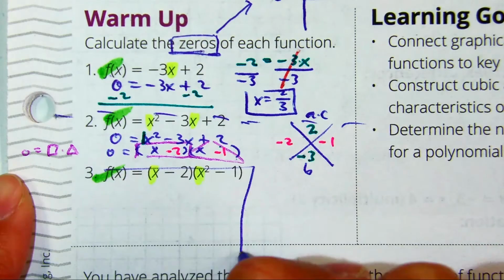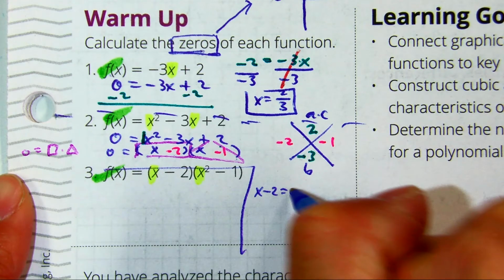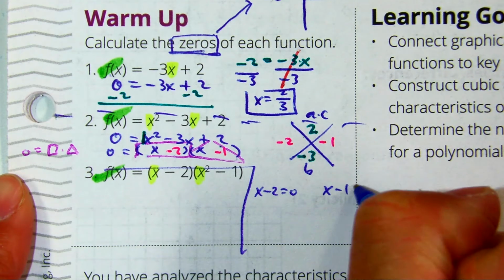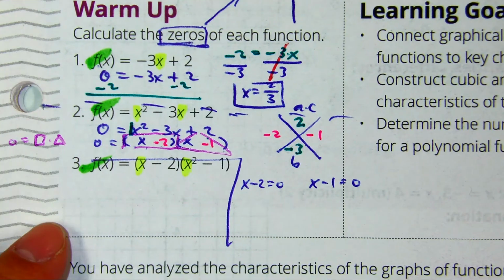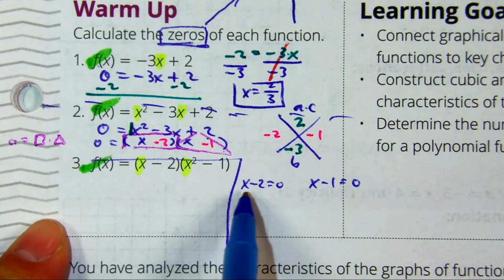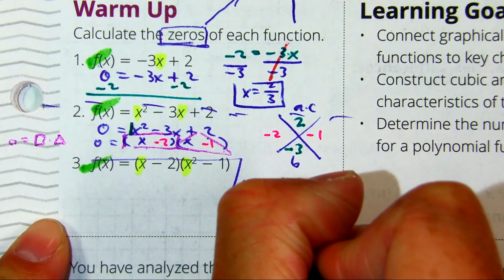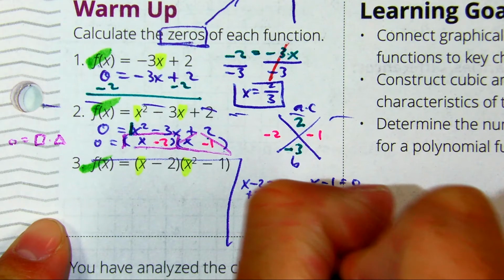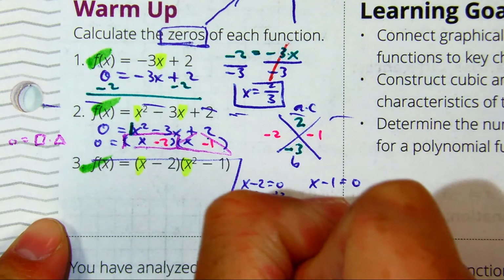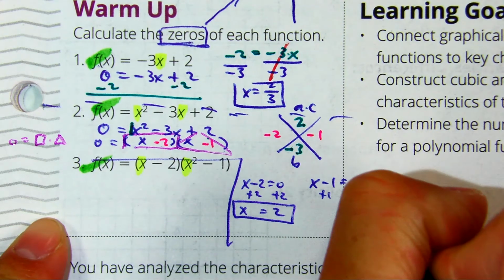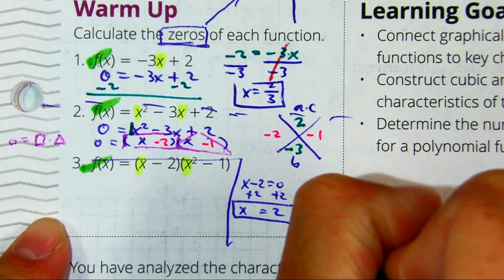They didn't give us a lot of space, so x minus 2 equals 0. X minus 1 equals 0. Class, how do I solve for x here? Add 2. Add 1. And that makes sense, right?